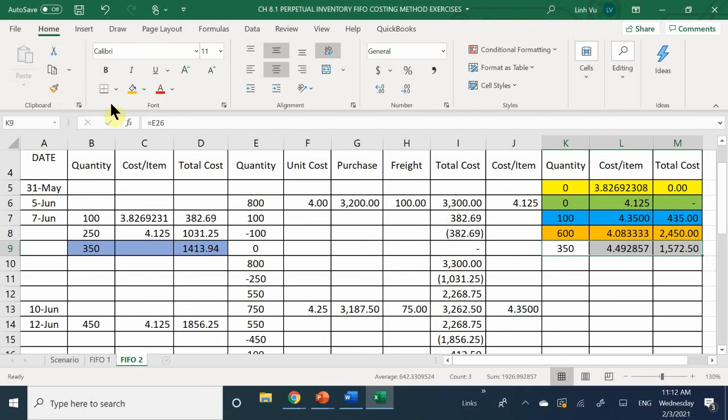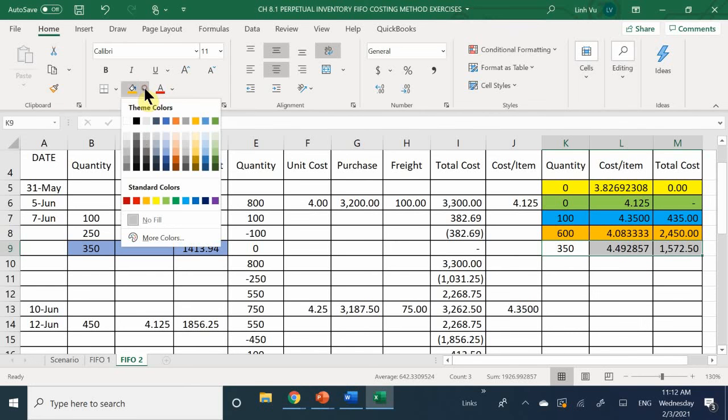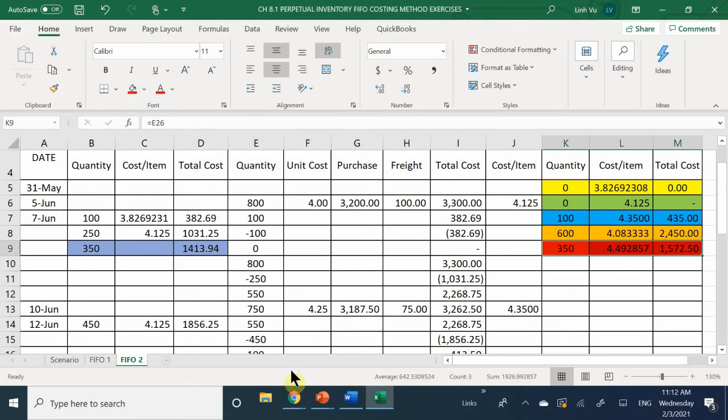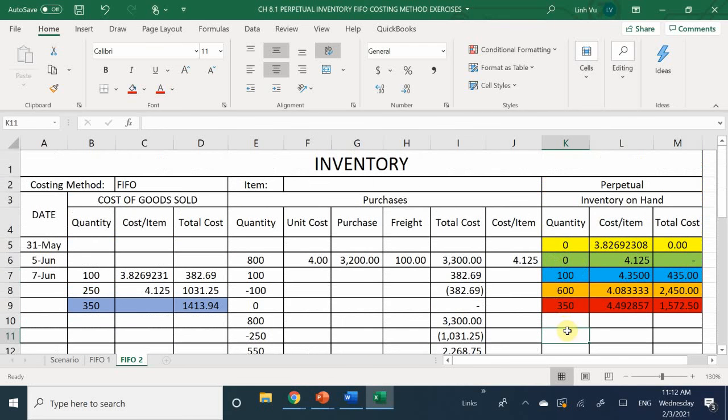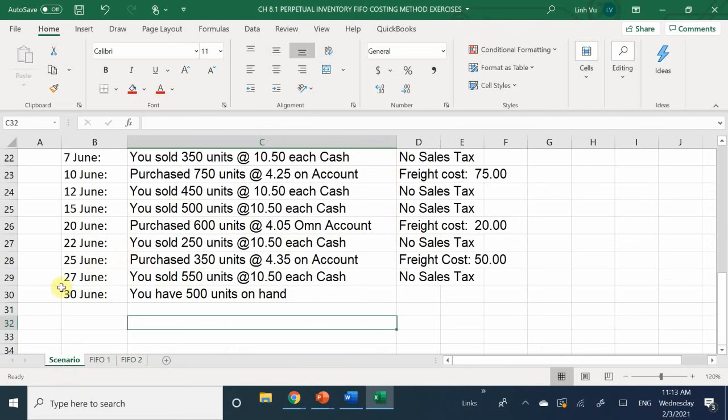I'm going to go ahead and choose red, since I guess it's all I have left. Red. All right. So now let's look at our inventory on hand carefully. So we have 3 batches we have to deal with. We got 100 here in the blue, we got 600 in our orange, and we have 350 in red. All right. So we have 3 batches now.